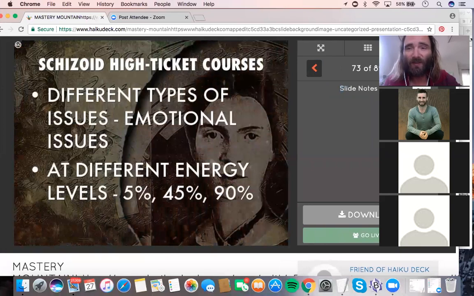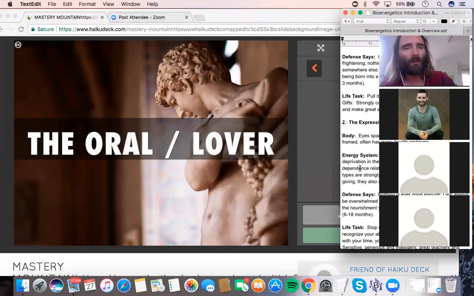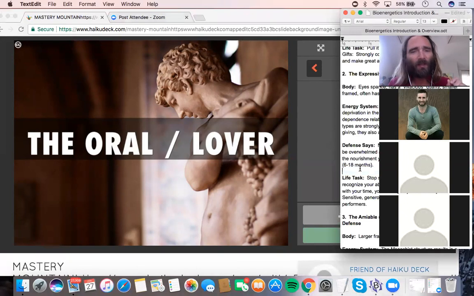Vampire looking would be a good schizoid look, just so you recognize them. You don't need to know every detail. You need to be able to recognize the energetic structure. So the oral and the lover, number 2, their eyes sparkle. They have a vivacious quality about them. Sometimes they're smaller frame. That's what they say. But I see orals often being a little plump too.